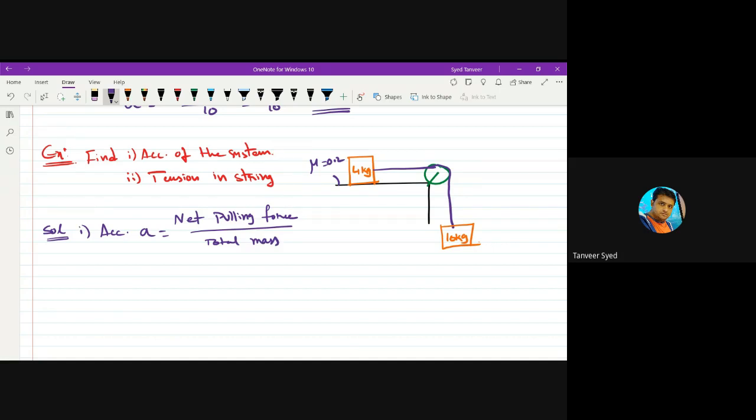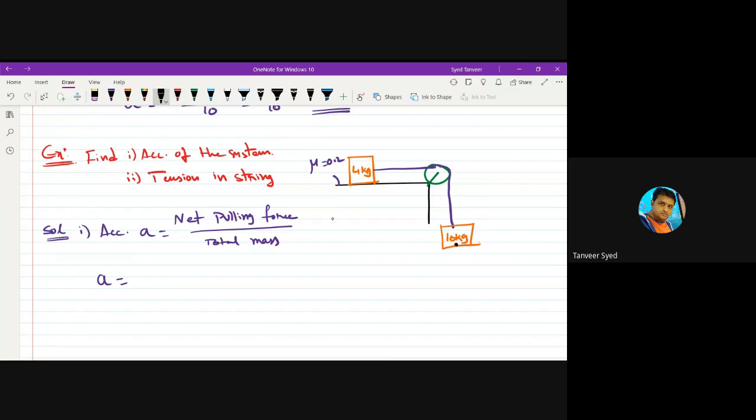Wherever you find connected bodies, which are in direct contact or which are connected through strings or which are running over pulleys, to find the acceleration of the system, you should use net pulling force by total mass. Very, very important formula. Now, what is the net pulling force?